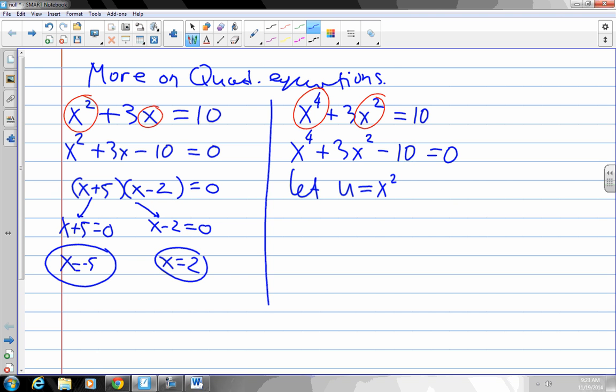Because look, if I do that and I replace every x squared with u, I'll get u squared plus 3u minus 10 equals 0. See what I did? Instead of each x squared, I put a letter u.